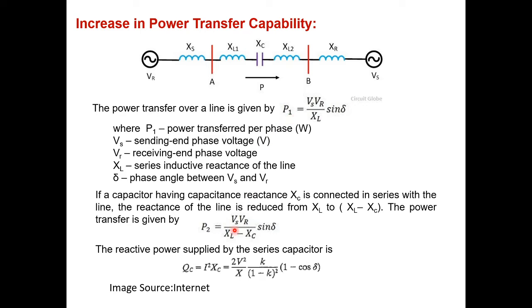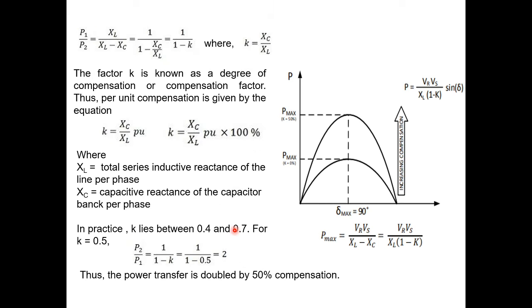Initially P1, the next one P2. Try to make it some ratio here. P1 upon P2 is equal to XL by XL minus Xc. Try to make XL common and cancel out there. We can have the formula 1 upon 1 minus K. What does that K stand for? It's the ratio of Xc to XL. It's nothing but the degree of compensation. How much compensation I would like to insert, that can be decided with the help of this factor K.